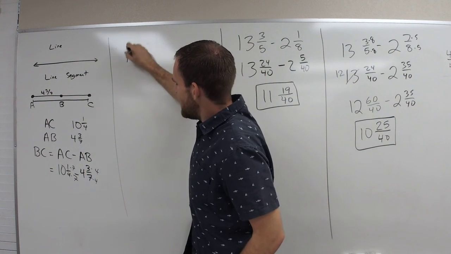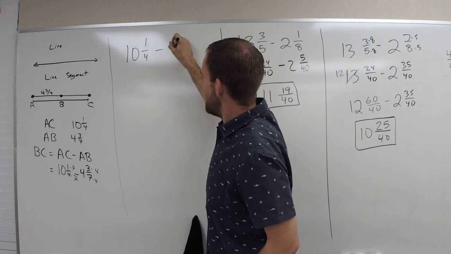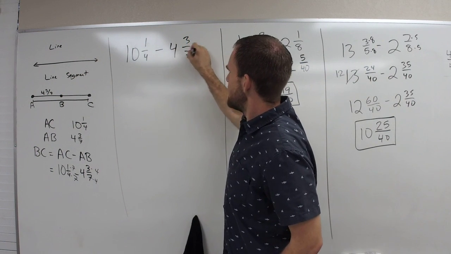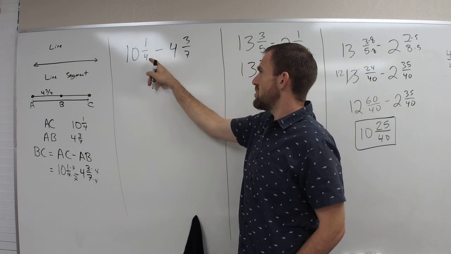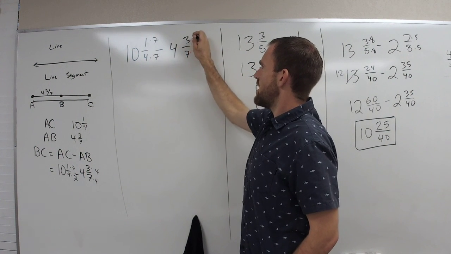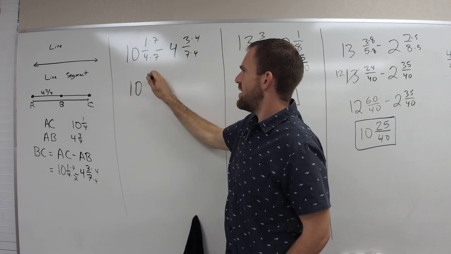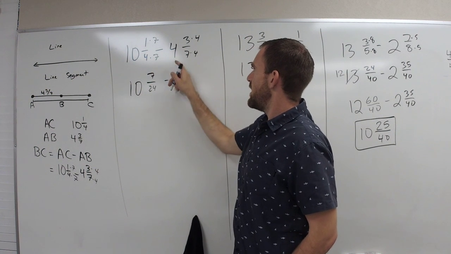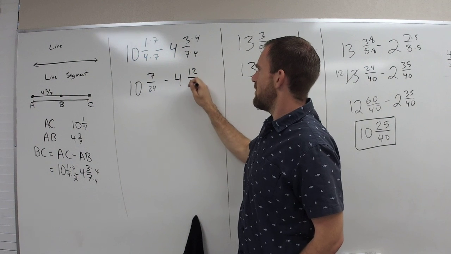Anyway, so we have 10 and 1/4. That's much better. And 4 and 3/7. So I need a common denominator. I'm going to multiply this by 7 on the top and bottom, and multiply this by 4 on the top and bottom. So now I have 10 and 7/28 minus 4 and 12/28.